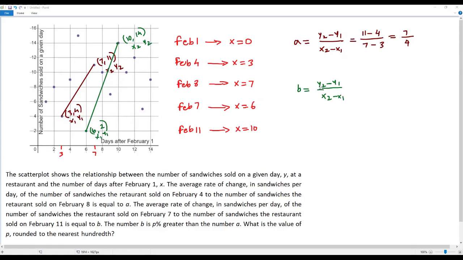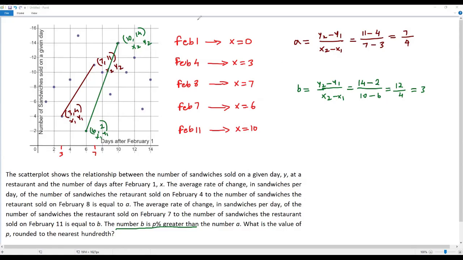Now let's plug in the values over here. For y2 we have 14 and for y1 we have 2, and for x2 we have 10 and for x1 we have 6. 14 negative 2 is 12 and 10 negative 6 is 4. 12 divided by 4 is 3. Here I got the values of A and B. Now let's consider this particular piece of information. The number B is P% greater than the number A.